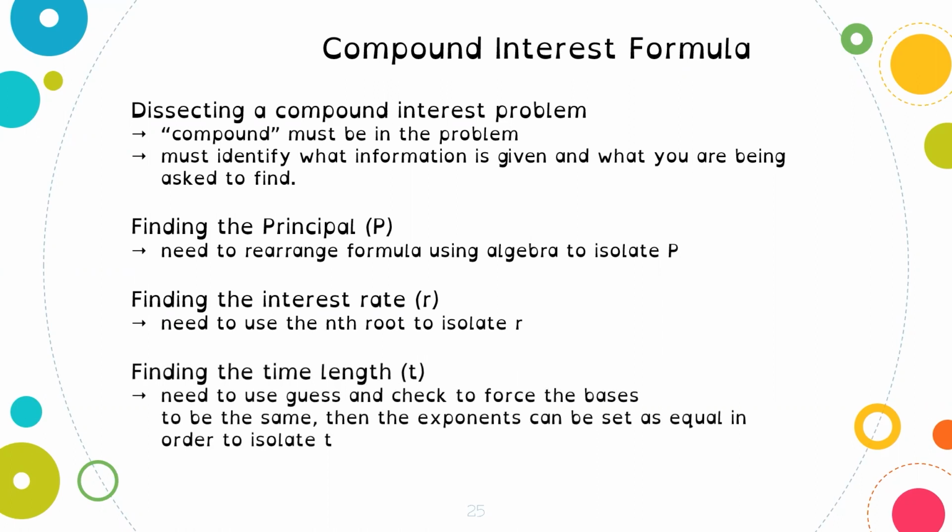And then for finding the time length T, we have to use a guess and check to force the bases to be the same so that the exponents can be set equal in order to isolate for T. So you can't just rearrange to isolate for T because T is in your exponent.